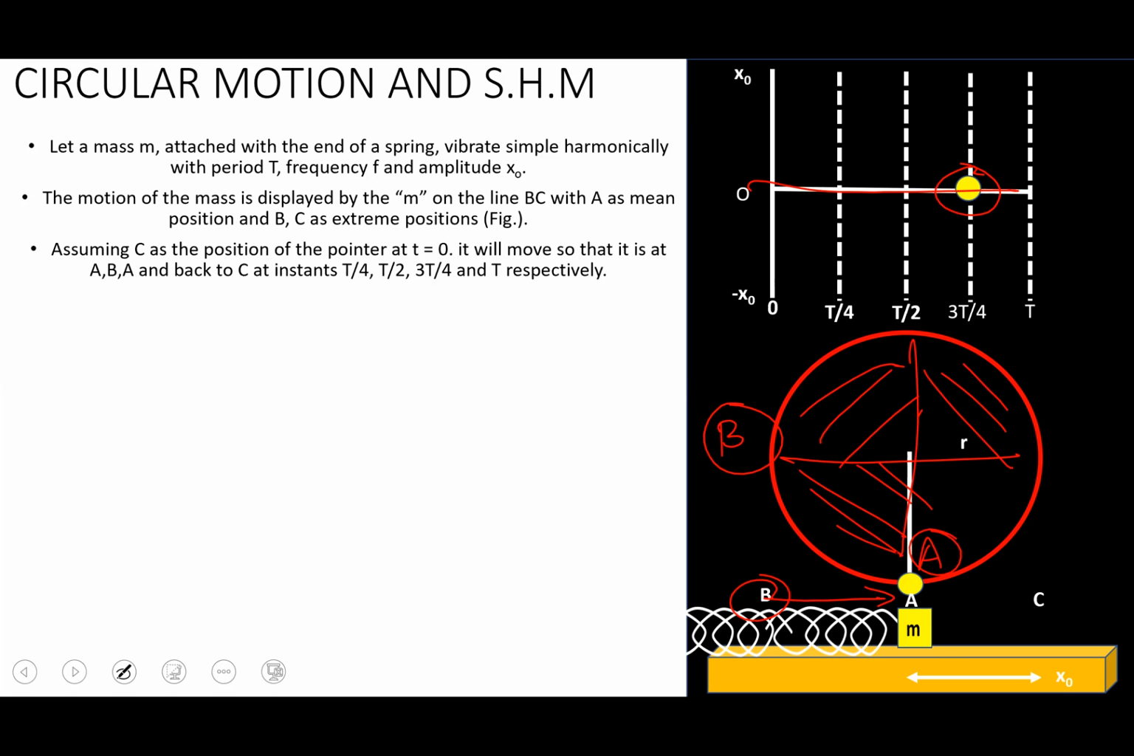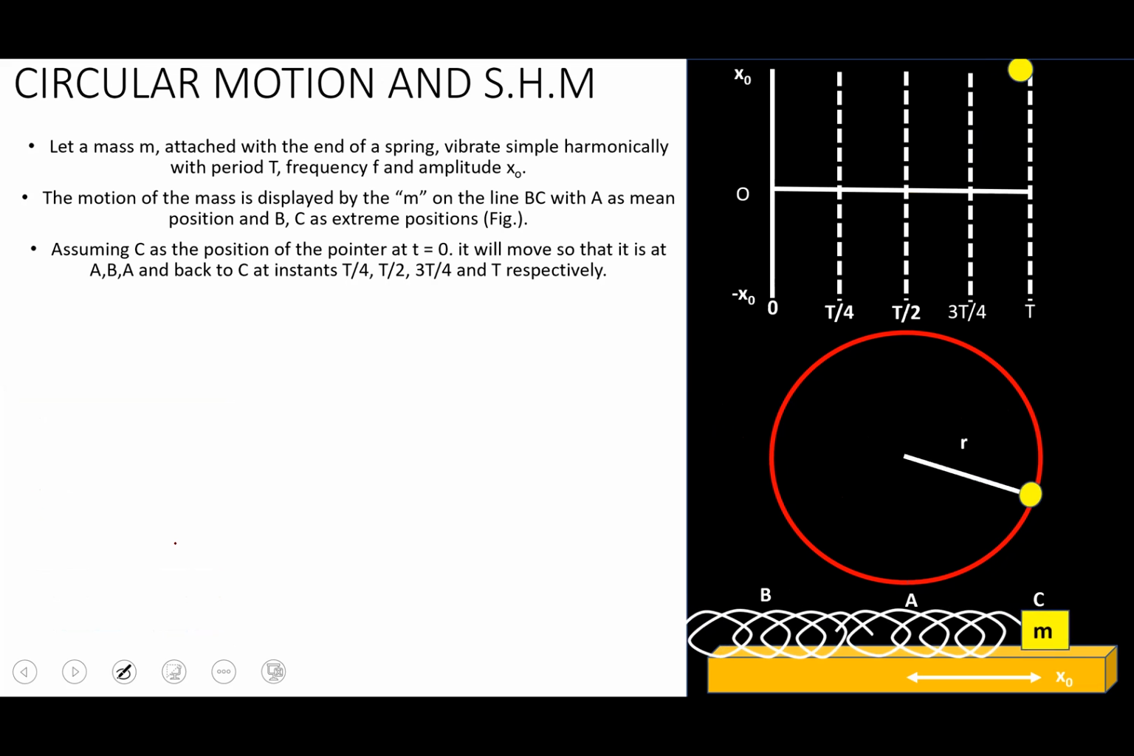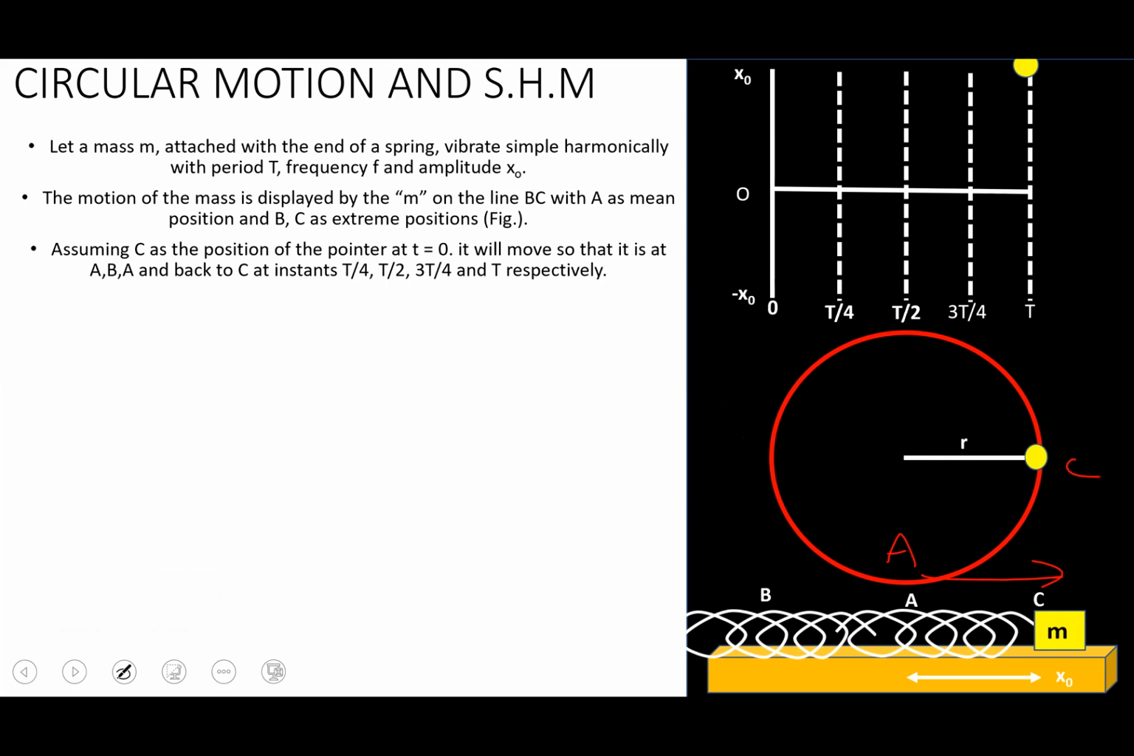Now for the last quarter of the circle, it will move back to its original position. That means from point A to point C, and from point A to point C over here, and from point A, which is over here, to point C, which is the extreme point, x naught, drawn graphically as well. Now let us explain this whole scenario with the help of the graph.